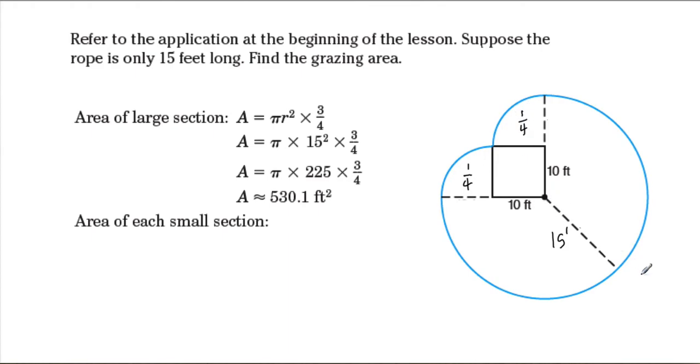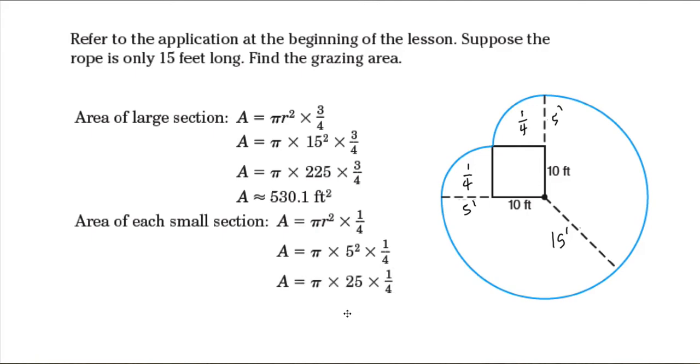Now remember, the rope is only 15 feet. So if this is 10 feet, there will be 5 feet here. So this will only be 5 feet, and the radius now, instead of being 10, will become 5. So again, we use the formula pi r squared times 1/4, because this constitutes 1/4 of a circle. Substitute the radius, which is 5 squared times 1/4, which gives you pi times 25 times 1/4. Simplify that, and you end up with the area of 19.6 square feet.